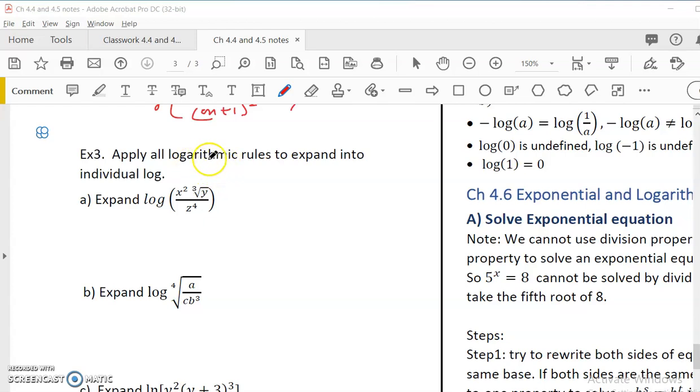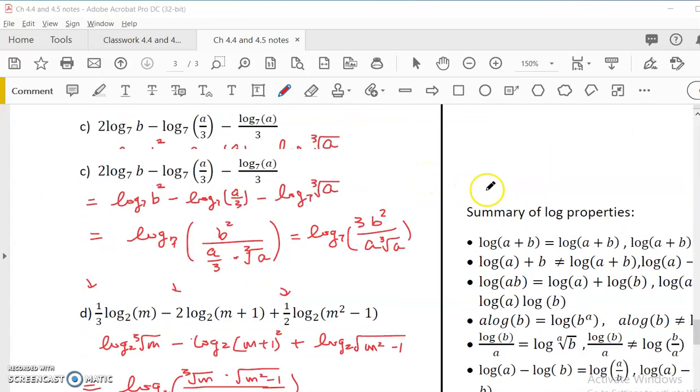In these examples, I'm going to use the log rules to expand a single log into multiple individual logs. When we say individual logs, we mean just log x, log y, log z, nothing else. So all these squares, divisions, multiplications, and roots have to become coefficients. Let's review the properties that we have before.